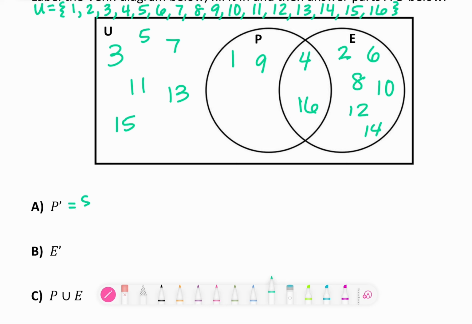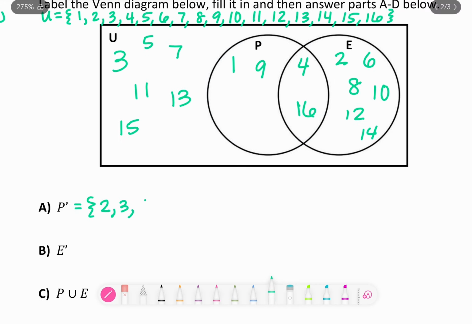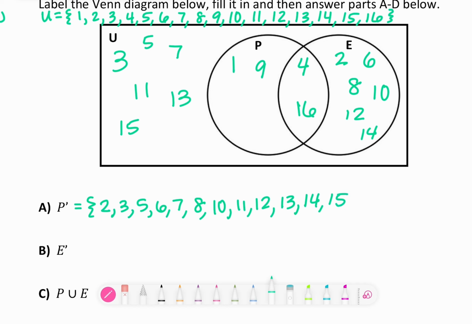So this is going to be not 1, but 2, 3, not 4. Remember, I'm skipping everything that is in this P circle. So I'm skipping 4. Okay, so not 4, 5, 6, 7, 8, skipping 9 because it's in the P circle, 10, 11, 12, 13, 14, 15, skipping 16 because it's in the P circle. So I should skip 1, 9, 4, and 16. Let's double check. These 4 cannot be in the complement. 1's not there, 9's not there, 4's not there, 16's not there.